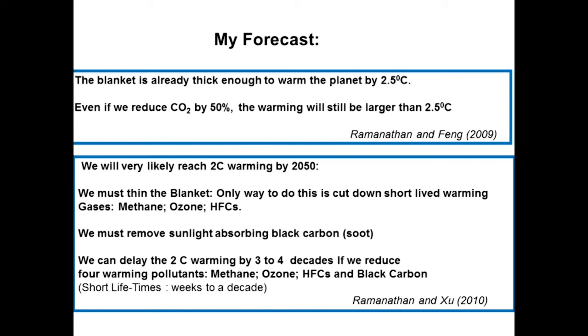And so the other is we are going to reach this 2 degree warming, not at the end of the century, but by the middle of the century. It's a lot more imminent than we thought, for an important reason.